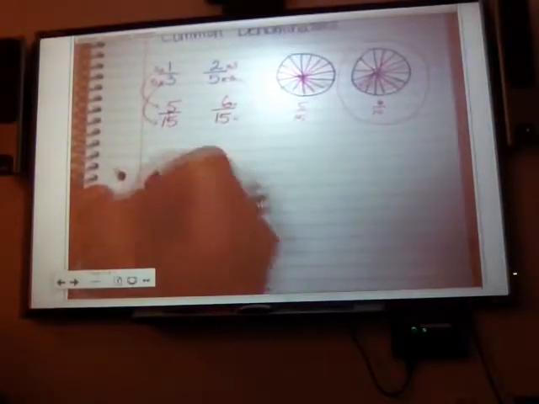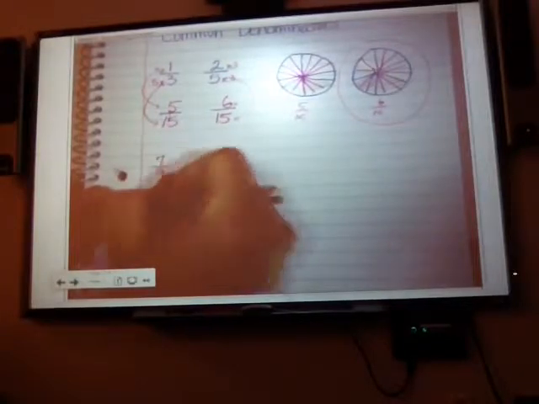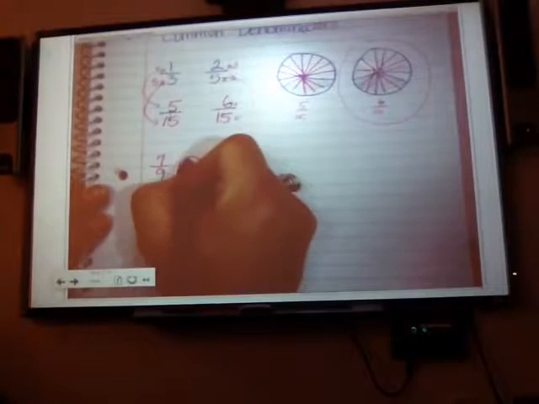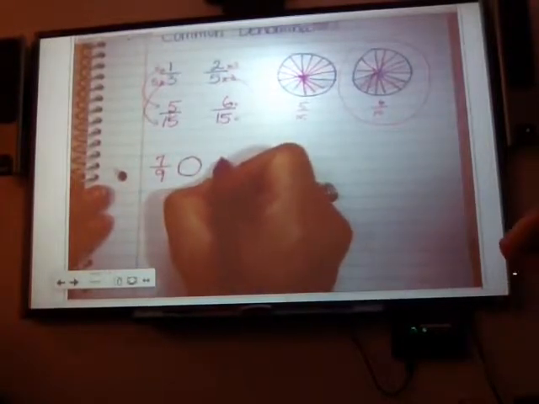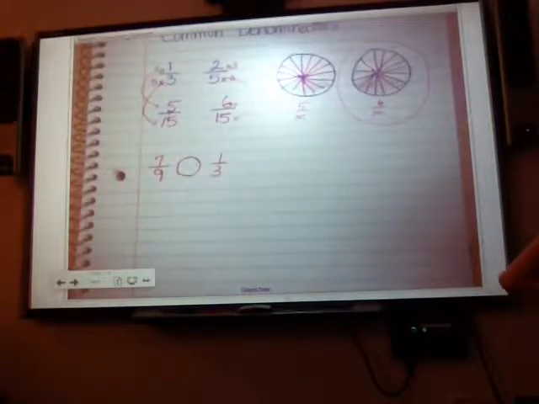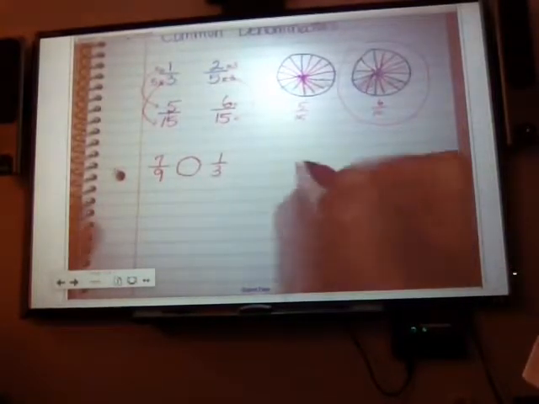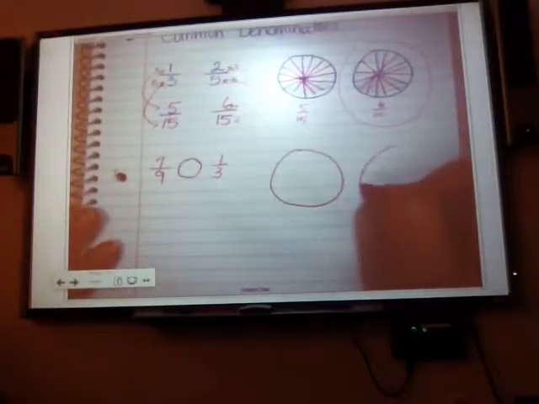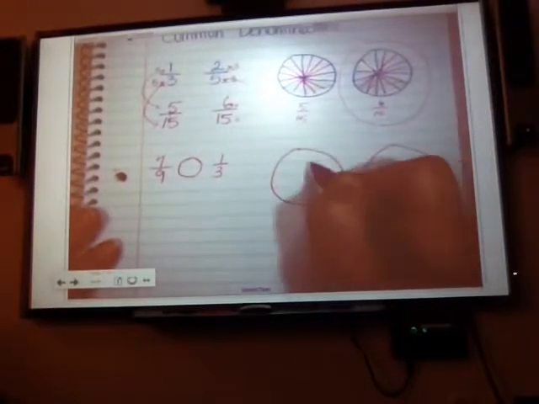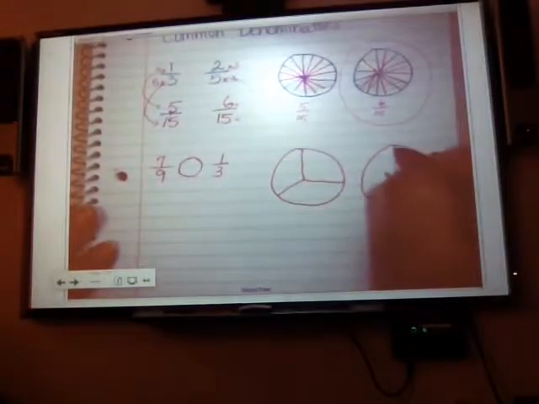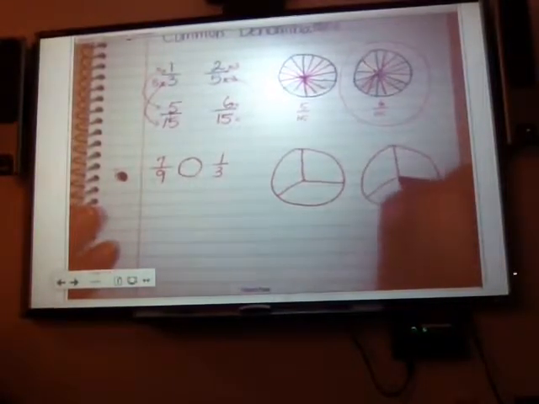All right, let's do another one. 7/9. And we can even compare them. Let's try this one and comparing them. 7/9. Is it greater than, less than, or equal to 1/3? So again, pictorially, a poor demonstration, but nevertheless showing you. You never want to draw and compare, because your pieces are not ever going to be.